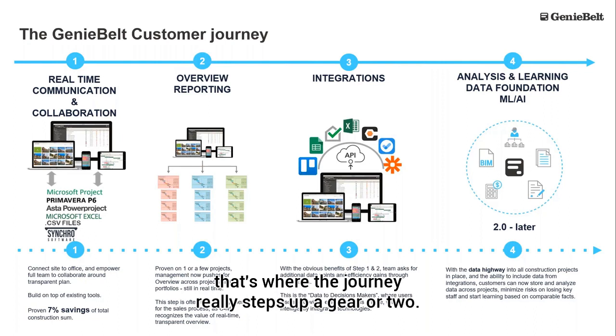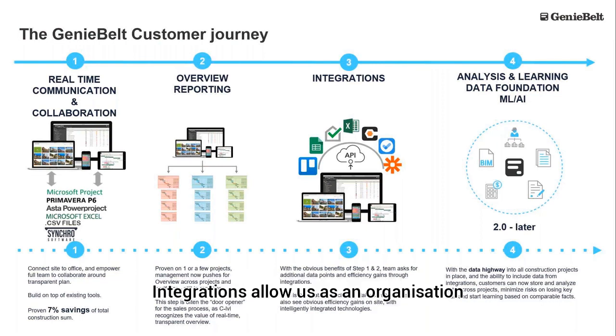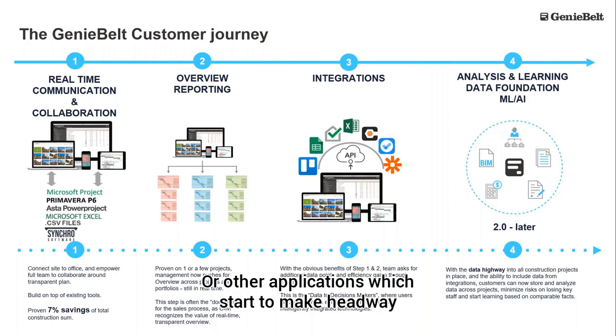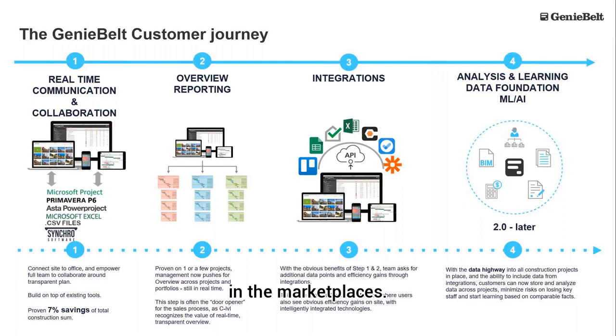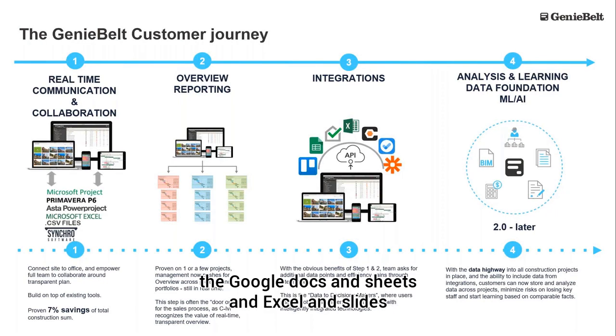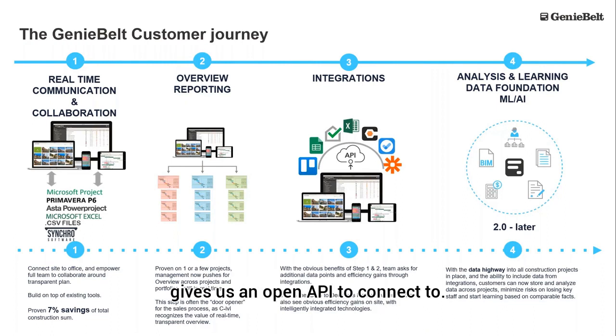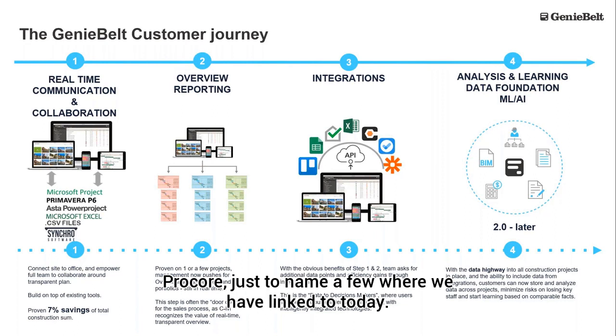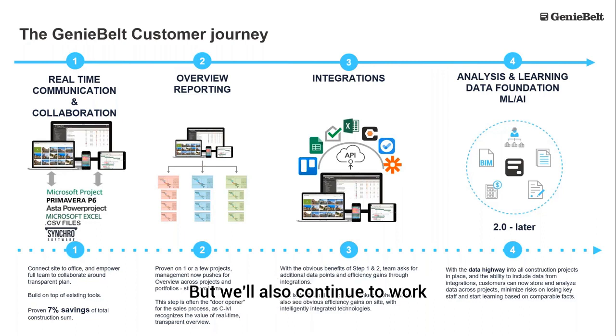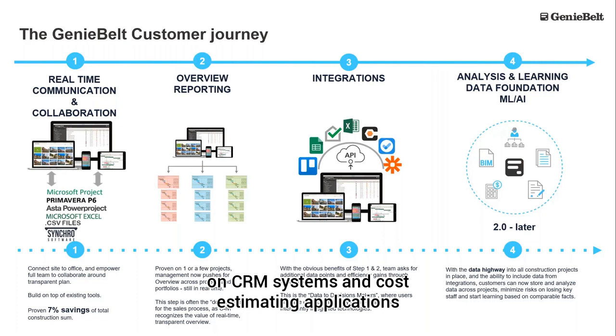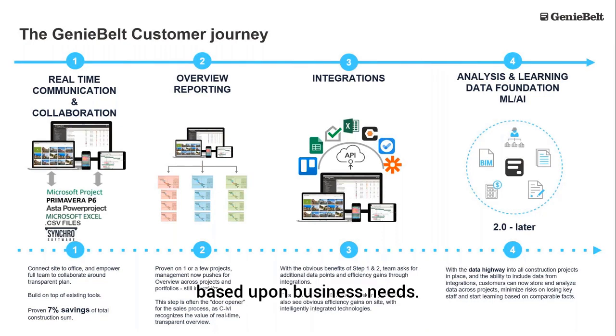Now, pillars 3 and 4, that's where the journey really steps up a gear or two. Integrations allows us as an organisation to use our open API to link and coordinate with other applications you may use, or other applications which start to make headway in the marketplace. So the standard tools of today, the Google Docs and Sheets and Excel and Slides, give us an open API to connect to. And then there are other applications like iAuditor, Quality Check Sheet System, Procore, just to name a few, where we have links today. But we're also starting to work on CRM systems and cost estimating applications based upon business needs.